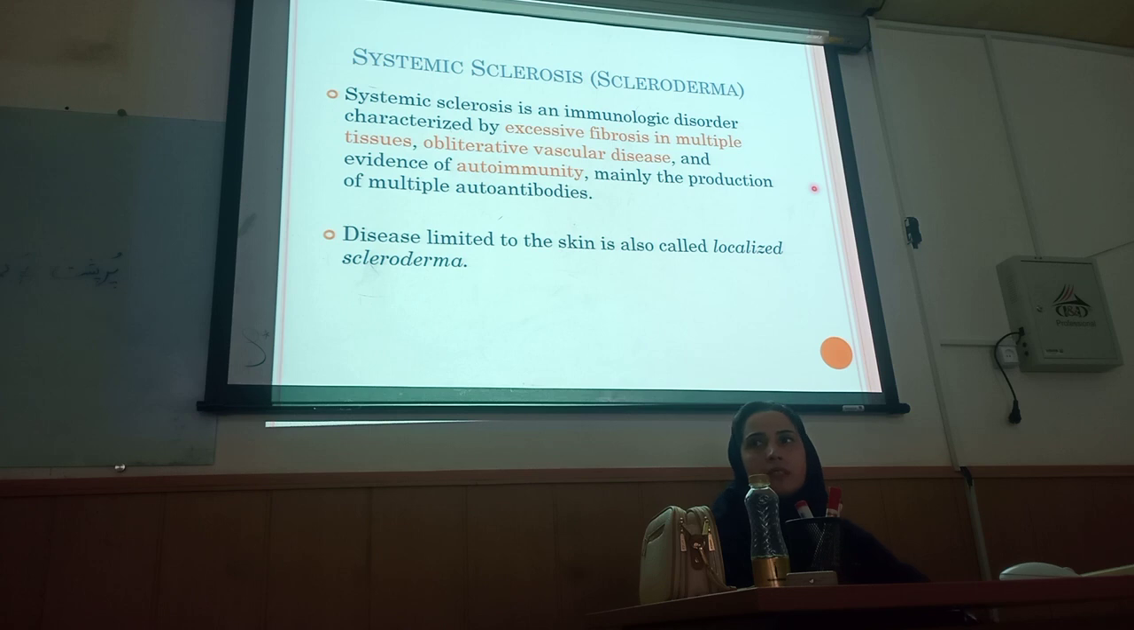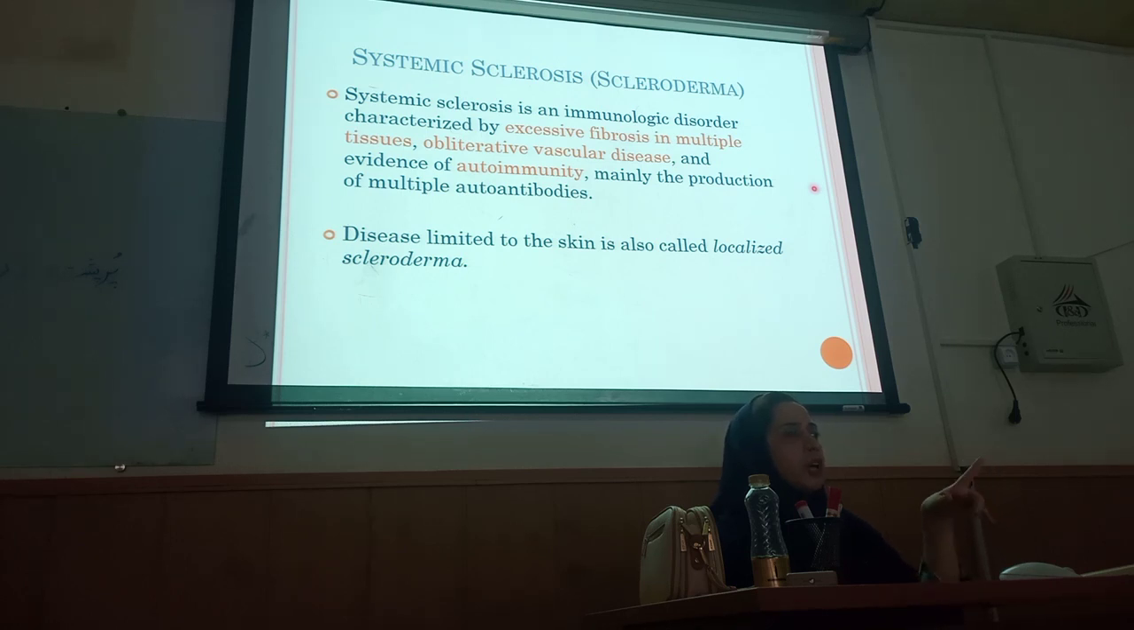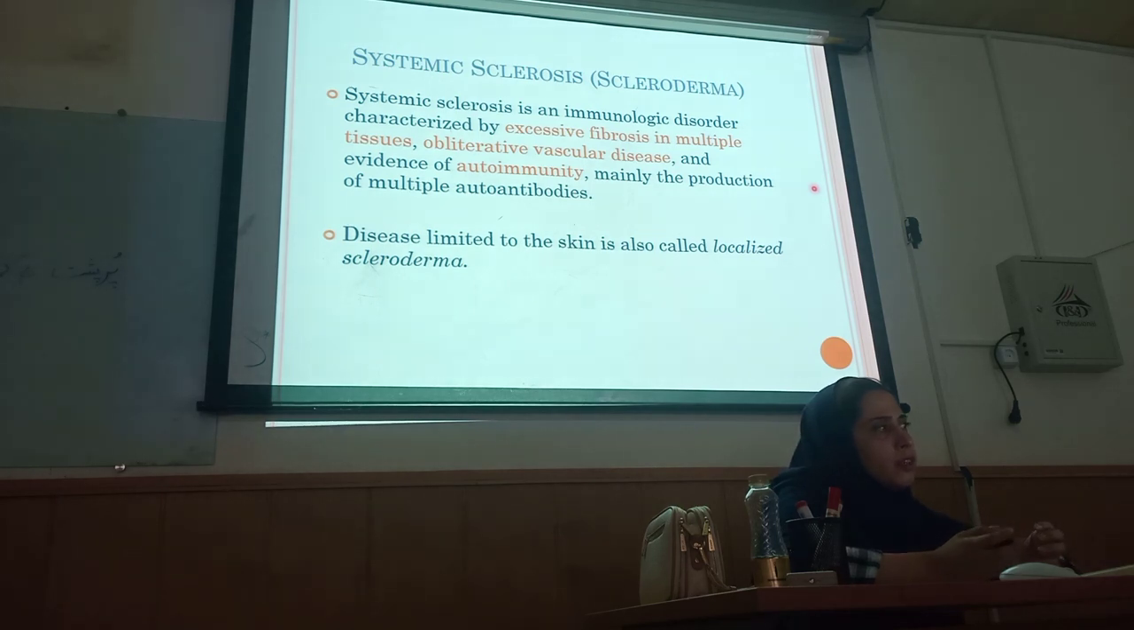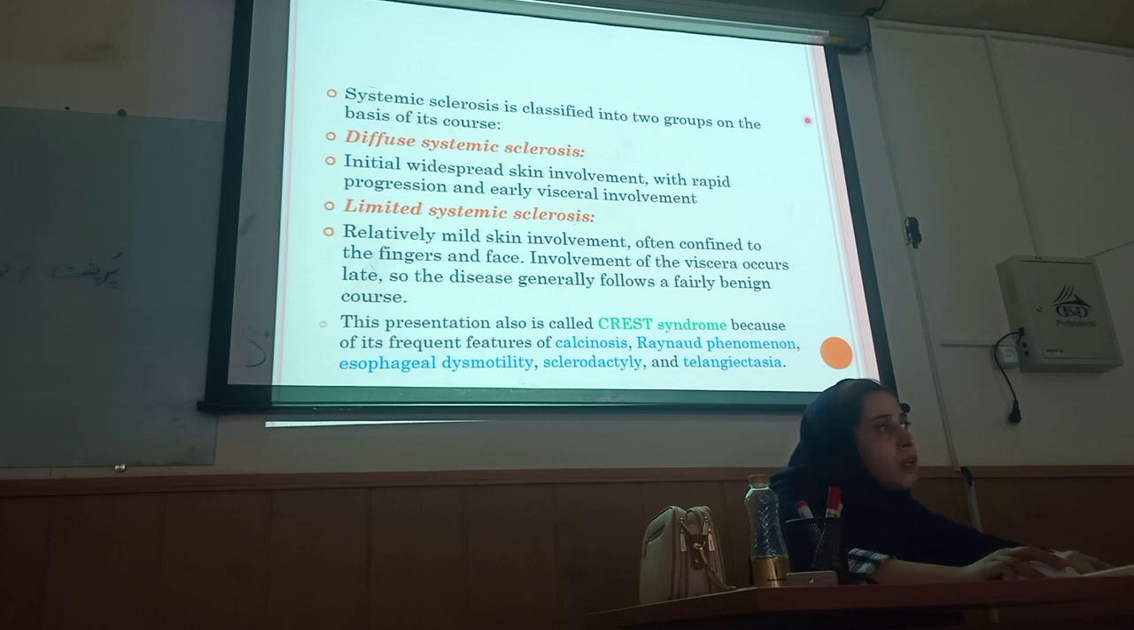What is the main thing we see in this disorder? Systemic sclerosis. The connective tissue will become fibrotic, the deposition of connective tissue in different parts of the body. So we have excessive fibrosis in multiple tissues, obliterative vascular disease, and we have some evidence of autoimmunity, although we do not know what the trigger is. Sometimes this disease is limited to the skin and is called localized scleroderma.